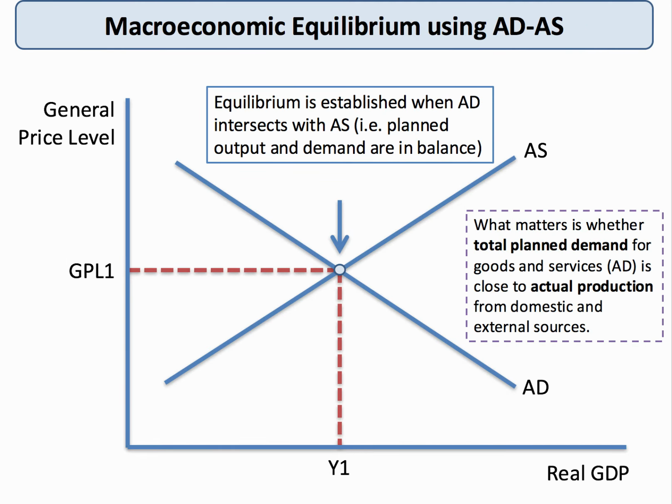Now, macroeconomic equilibrium is the starting point for our topic video today. Equilibrium in the short run is established when aggregate demand intersects with short run aggregate supply. Of course, equilibrium just means a state of rest or balance. There's no tendency to change. At the equilibrium output, in this case it's Y1, total planned demand for goods and services, aggregate demand, is close to the actual production, both from domestic and also of course from external sources. There could be some imports. So this is our equilibrium starting point.